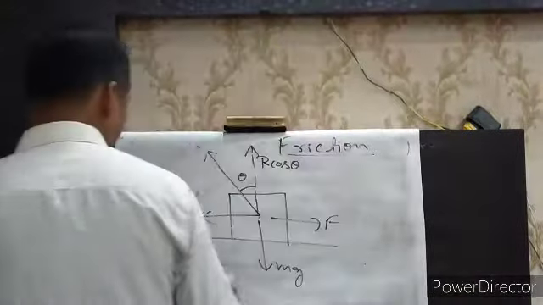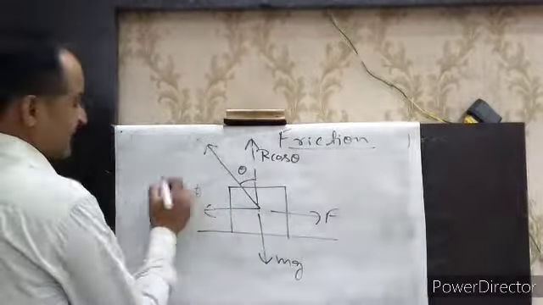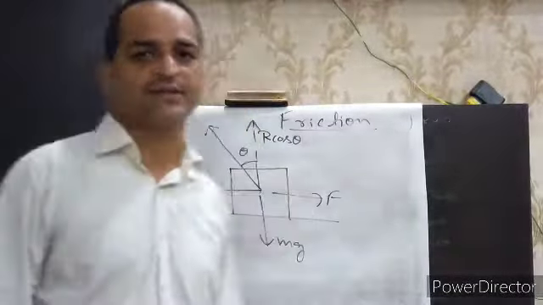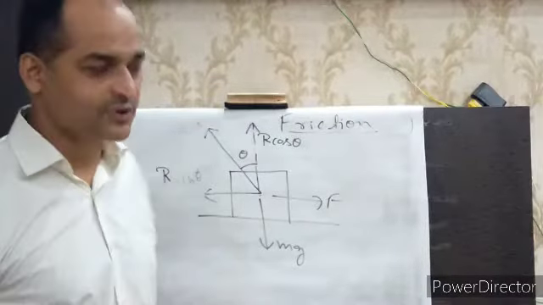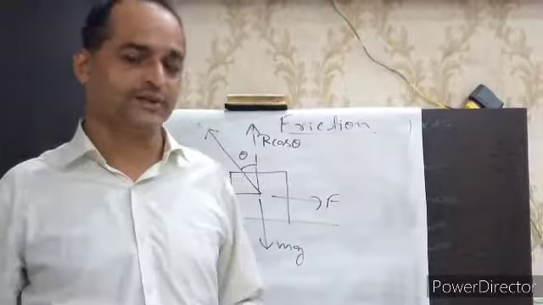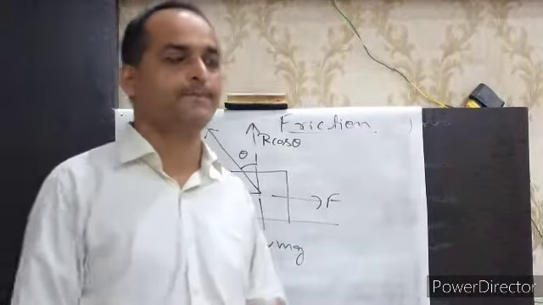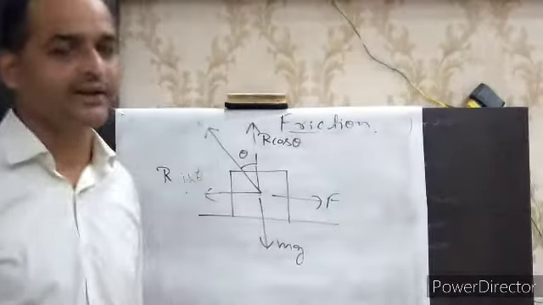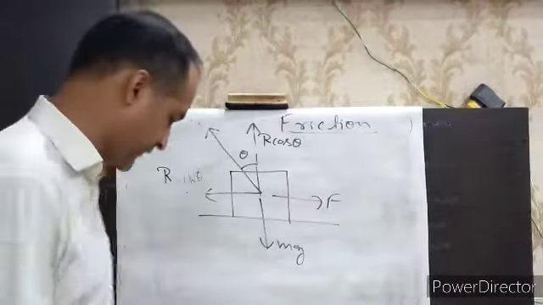Now, what is limiting friction? When the body is just about to slide, the friction force is called limiting friction. When the body is not moving and we have applied force, that friction is called static friction. And when the body is moving, then the friction force is called kinetic friction.